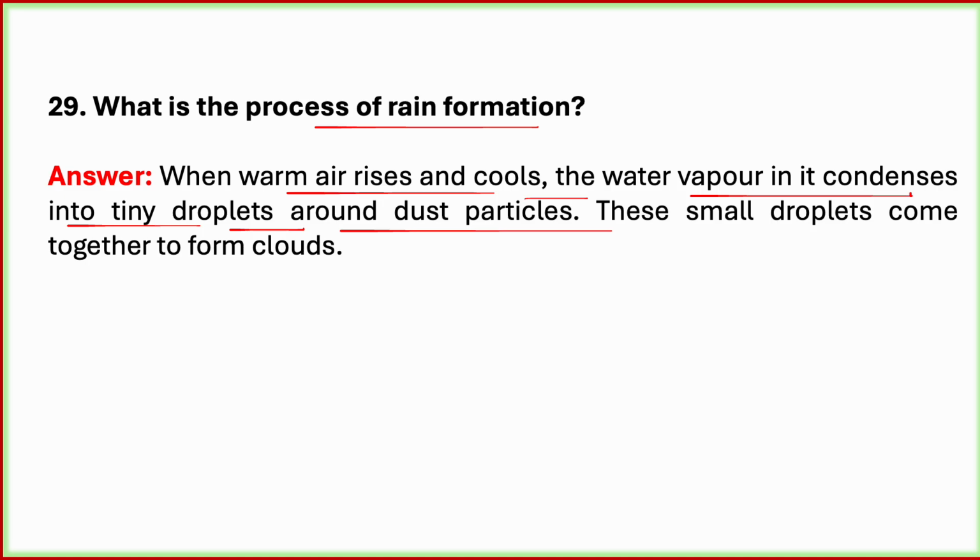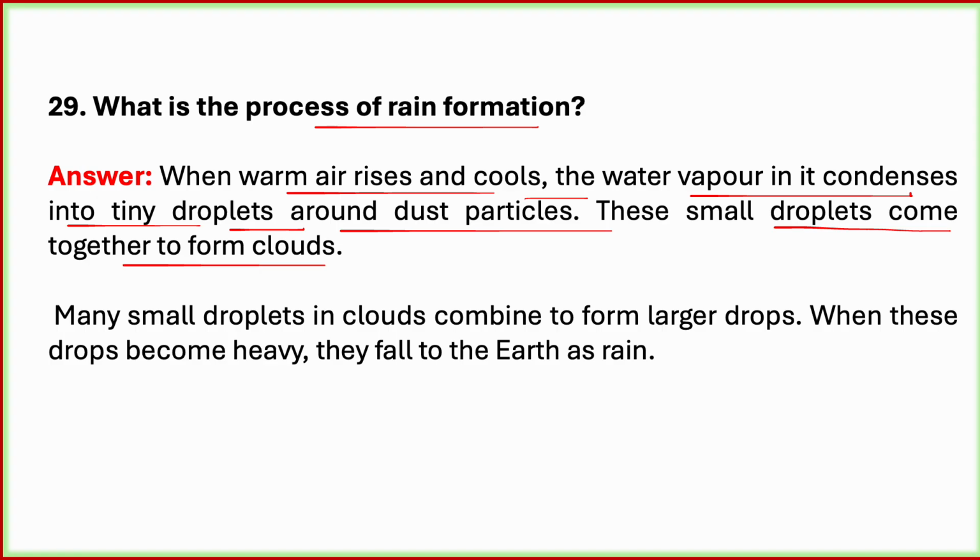This change of vapor into liquid droplets is called what? Condensation. These tiny droplets stick to dust particles and form clouds. These small droplets come together to form clouds. Many small droplets in clouds combine to form larger drops. After some time, many droplets join and become heavy. When these drops become heavy, they fall to the earth as rain. When they become very heavy, they fall down as rain.